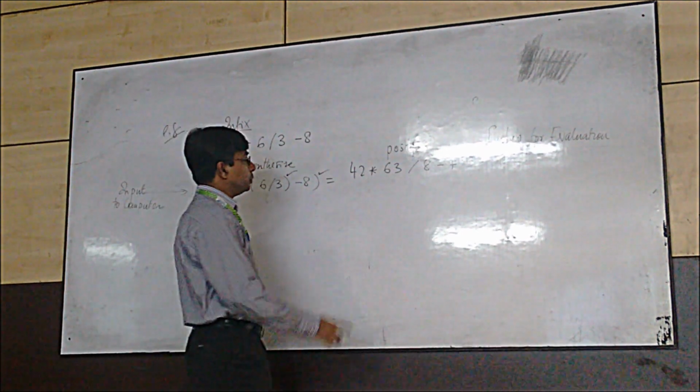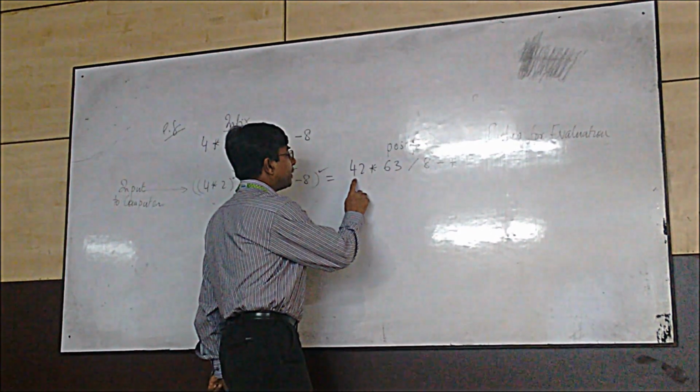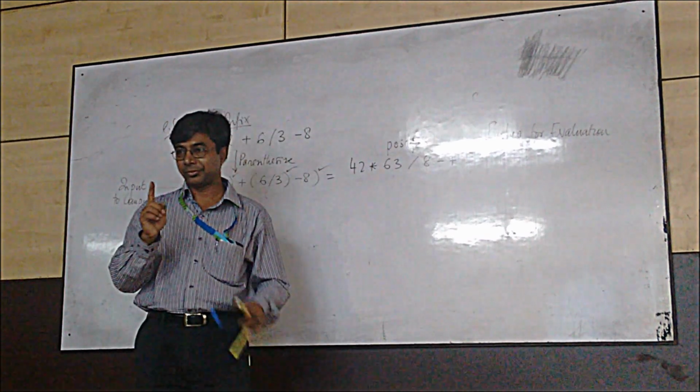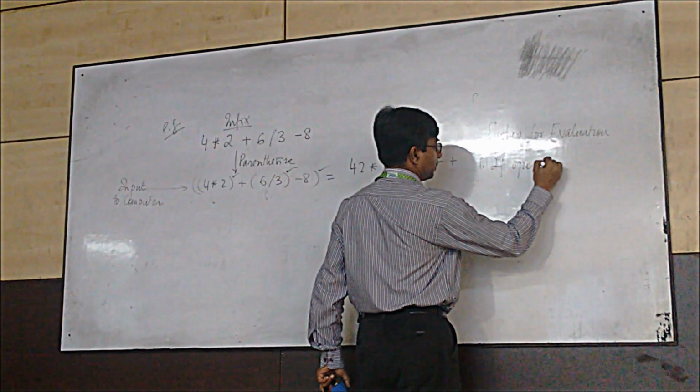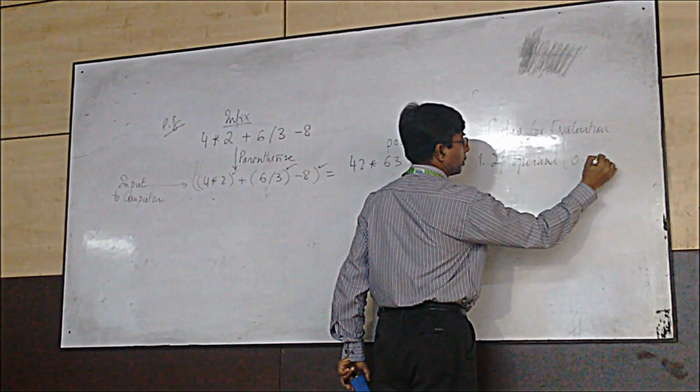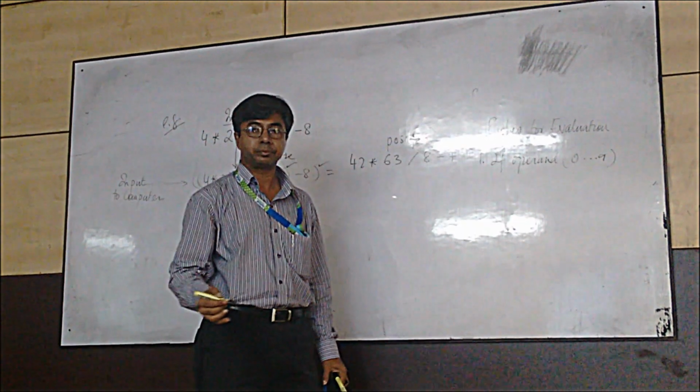Whenever there is an operand, I'll write the first rule. By operand I'm talking about any value between 0 to 9.